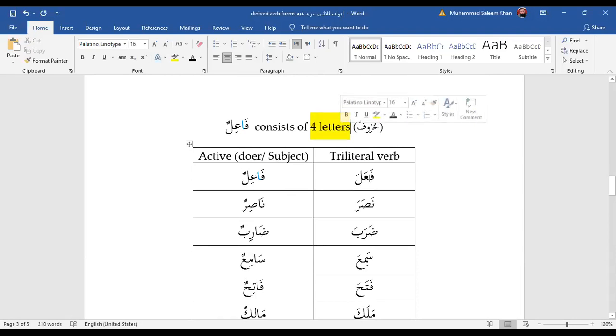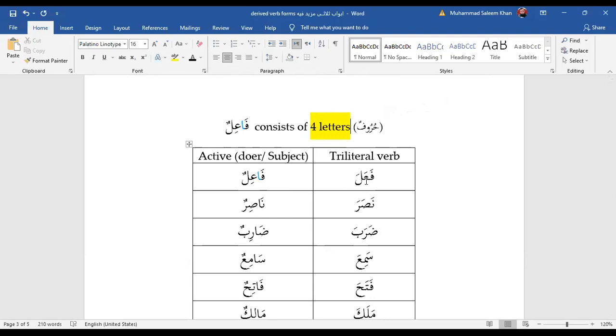For example, we have fa'ala, he did. And if you want to make the doer of the action, we will add alif after the first root letter, and then the second root letter takes kasra, and then the ending takes tanween because it's a noun, so it becomes fa'ilun. Fa'ilun means the doer. So fa'ala, he did, and fa'ilun is the doer. Similarly, ja'ala, he made, and ja'ilun, the maker, right?